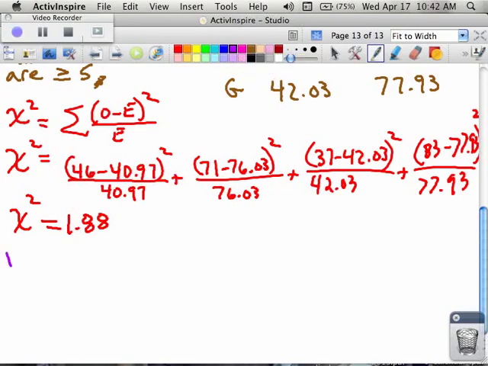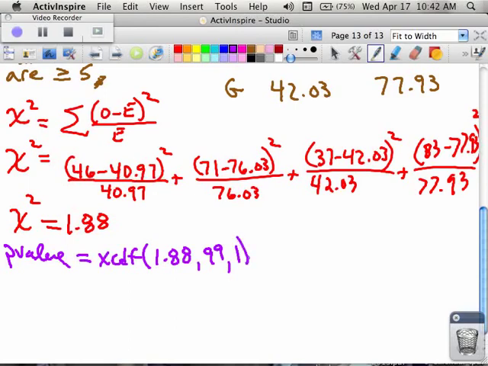When you try to find your p-value, remember to write out the words p-value. That's going to be equal to chi-CDF of 1.88 comma 99 comma, how many degrees of freedom? 1 again. Super exciting. And we get a p-value of 0.1703. Remember, you have to be accurate to at least 3 decimal places.